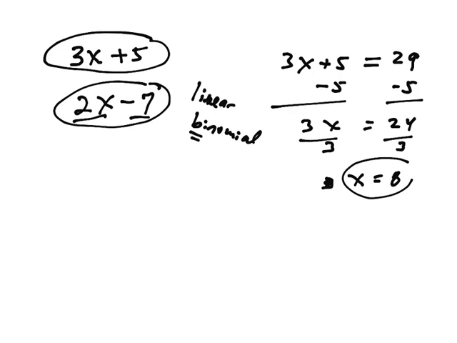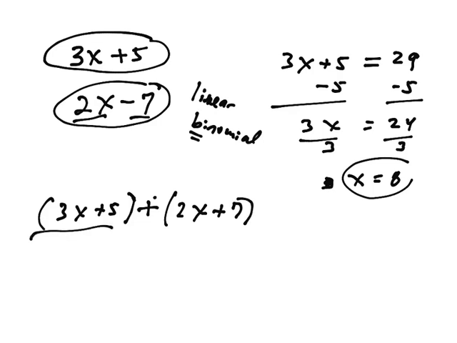So, these linear binomials, what can we do with them? Well, one thing we can do with them is we can add them together. I'll put parentheses around them just to show you that these are like two things. Well, when you add these things together, it's kind of like if I have 3 dogs and 5 cats and 2 dogs and 7 cats, what do I have together? Well, the 3 dogs and the 2 dogs become 5 dogs, so this is like 5x. And 5 plus 7 is 12.